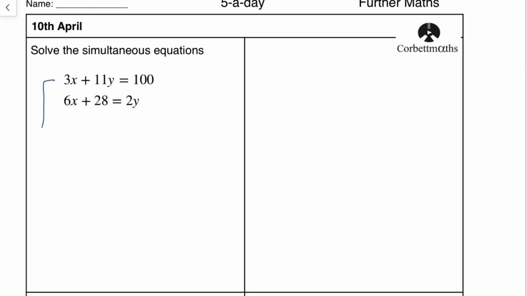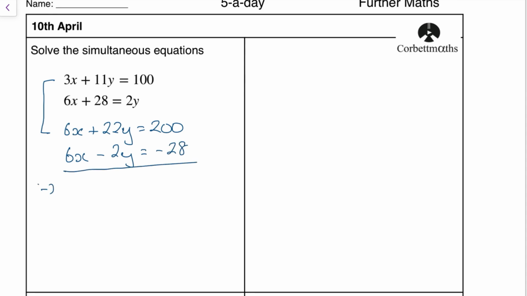So I'm going to take the first equation and multiply that by 2, which is going to be 6x plus 22y is equal to 200. I'm going to take the second equation and rearrange it slightly. So 6x is still 6x. Take away 2y from both sides. Take away 28 from both sides gives me this. Then I'm going to take away my equation. So that's going to give me, well, 22 minus 2 is 24y, and 200 minus 28 is 228.